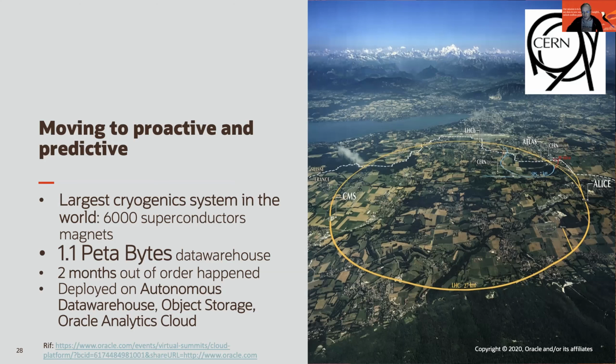The information, the IoT messages coming from these superconductors, are put through a Kafka queue into autonomous data warehouse and object storage. And they use Oracle Analytics Cloud in order to analyze this data, to create a machine learning algorithm for predictive maintenance. And they have gained a lot of productivity and a lot of success in terms of operations, because they have concentrated their data analysts not on management of a huge database installation, but only on the data and the creation of machine learning algorithms on top of that.